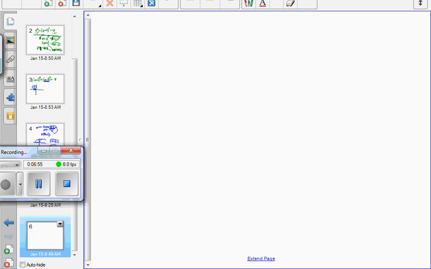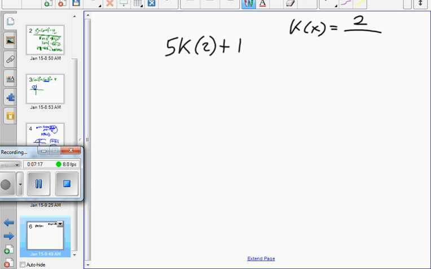So what questions, now that you've had time to look, what questions do you want to see? And we're all going to do these together. All right, so read me a question. Go ahead. It doesn't have a number, but that's cool. Doesn't matter. 5k of 2 plus 1. And the complement of k of x is 2 over x minus... Over what? x minus. All right, everybody look at that problem.